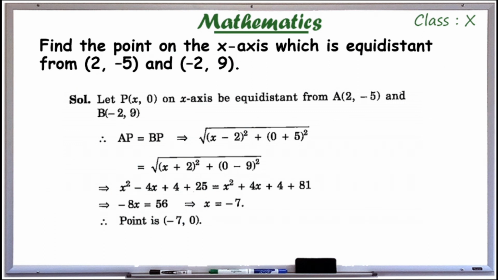So we take this as point A and this as point B, and on the x-axis the point is of the form x comma 0. We have to find PA and PB, and both are equal. By removing the square roots and rearranging terms, I get x is equal to minus 7. So the point is minus 7, 0.